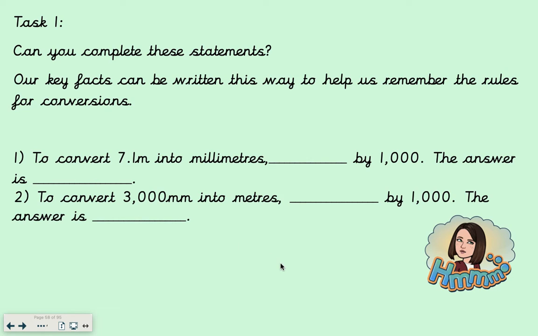So if you write these two sentences on your page and work out the answers for me, as I said, you're going to write either multiply or divide on the first line in each sentence. And then for the answer, you're going to tell me how you got your answer. So write your answer and then I'll be able to see that your statement is complete.